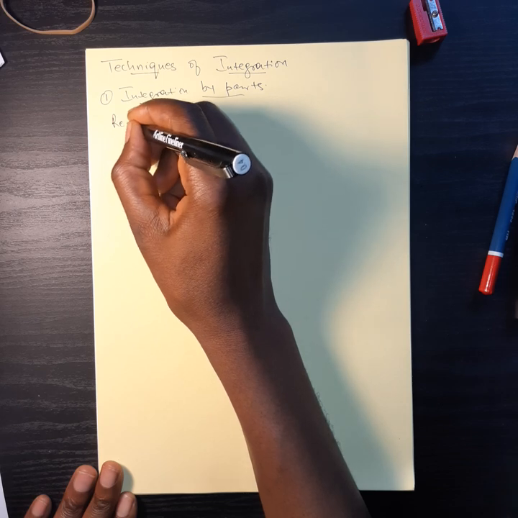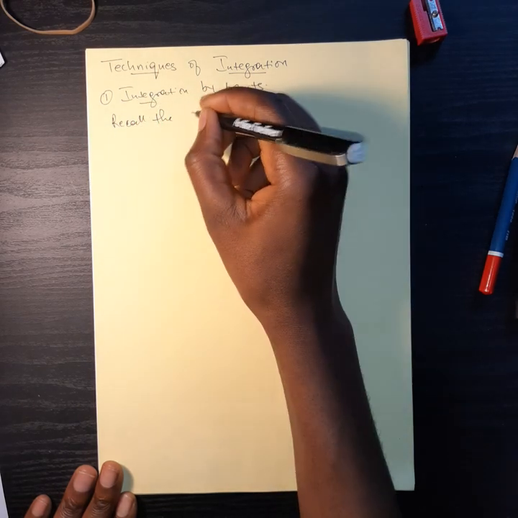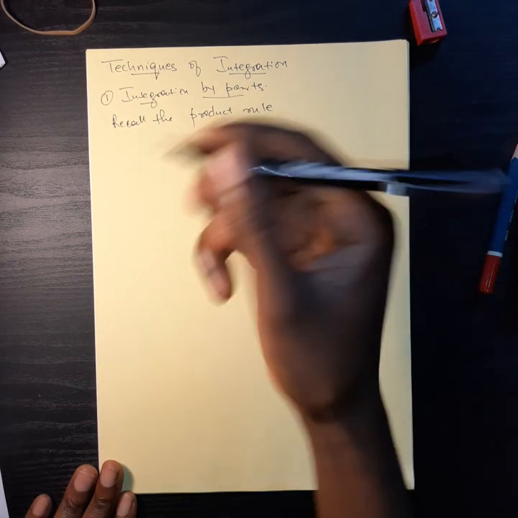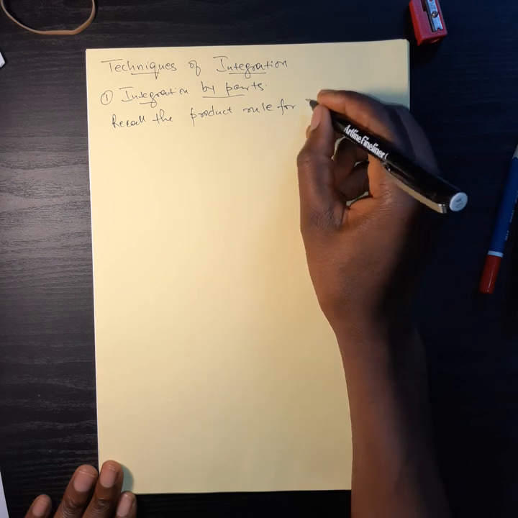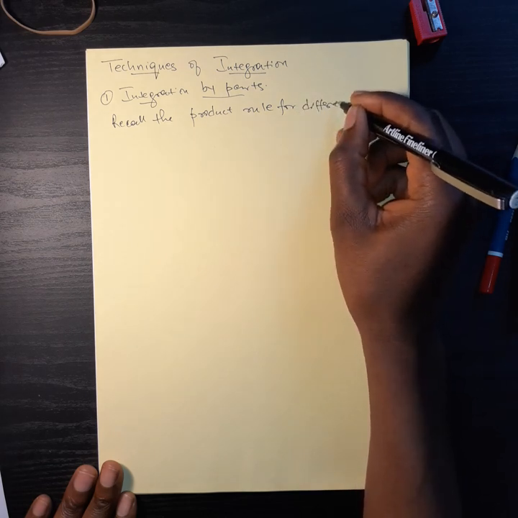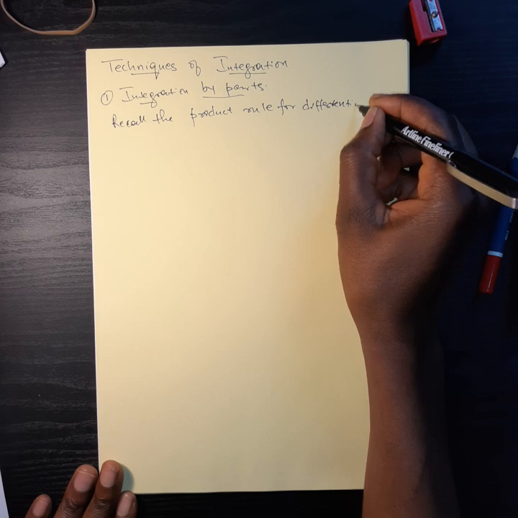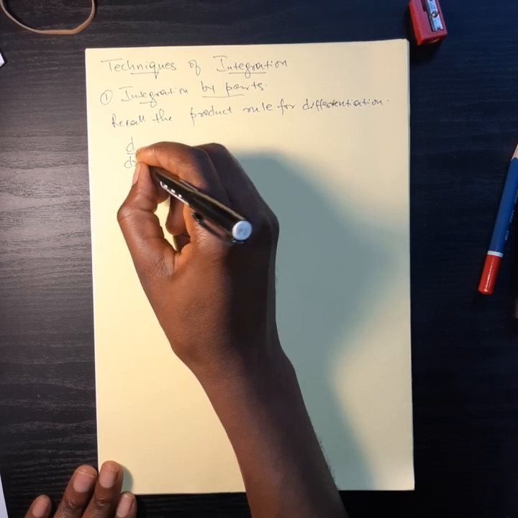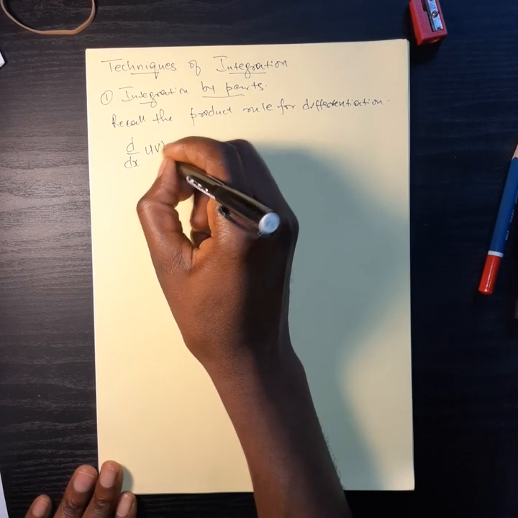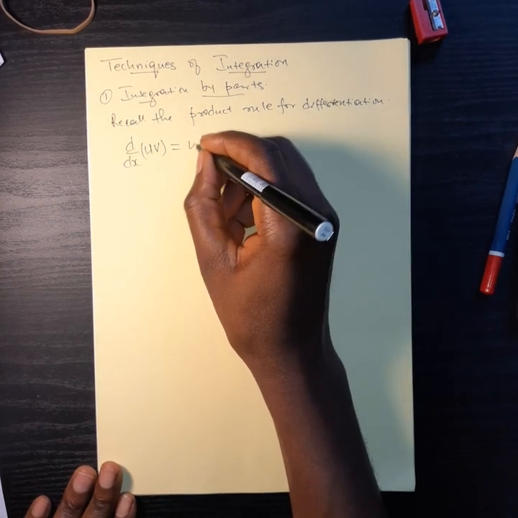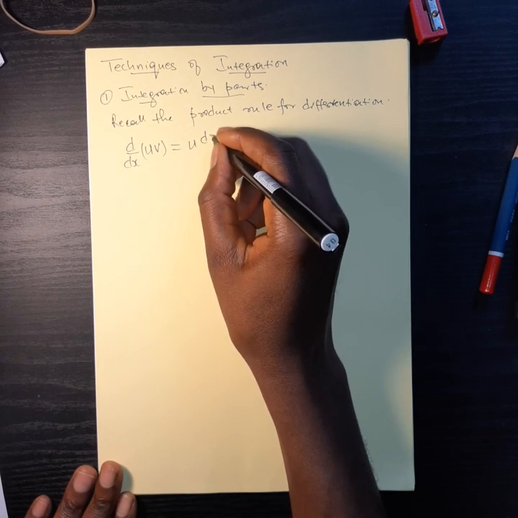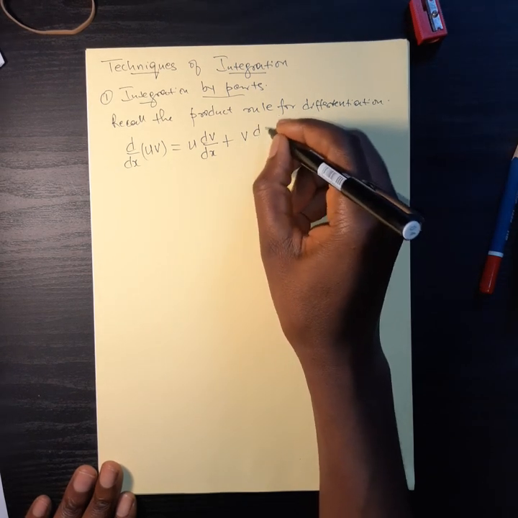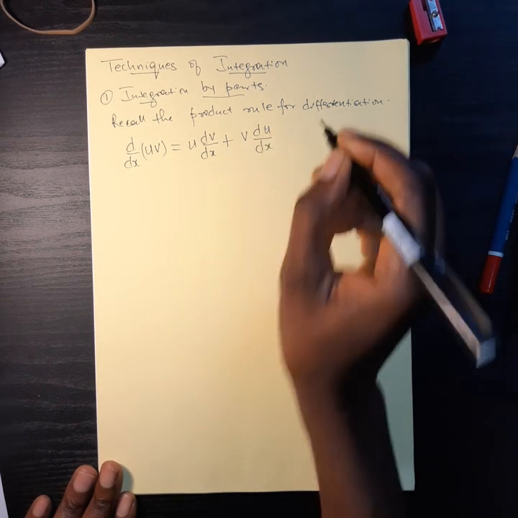So you will recall the product rule of differentiation, where if you are finding the derivative d/dx of u multiplied by v, we observed that we can fix u, then we find the derivative of v with respect to x, plus then we fix v, then we find the derivative of u with respect to x, like that.